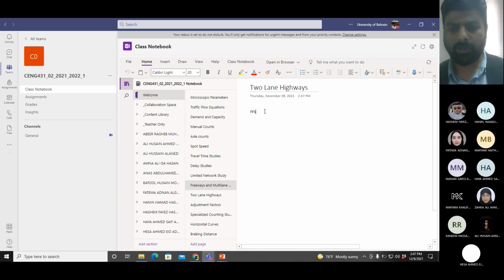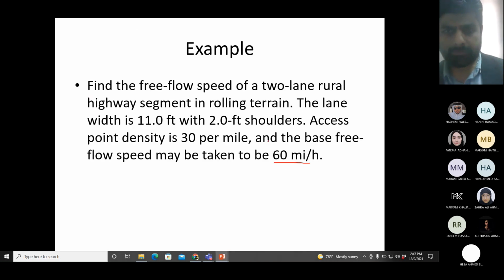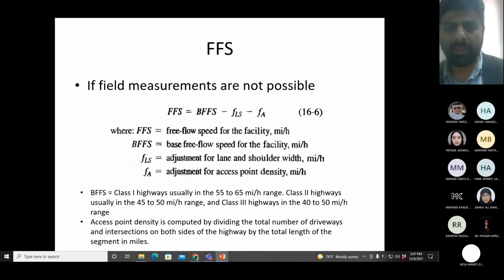Okay, so free flow speed equals base free flow speed minus FLS minus FA. Base value is given, 60. If you don't know the base value, some ranges are given according to the class of the highway. Class 1 highway has a range in this, class 2 highway has a range in this, and class 3 highway has a range in this for the base value, BFFS.